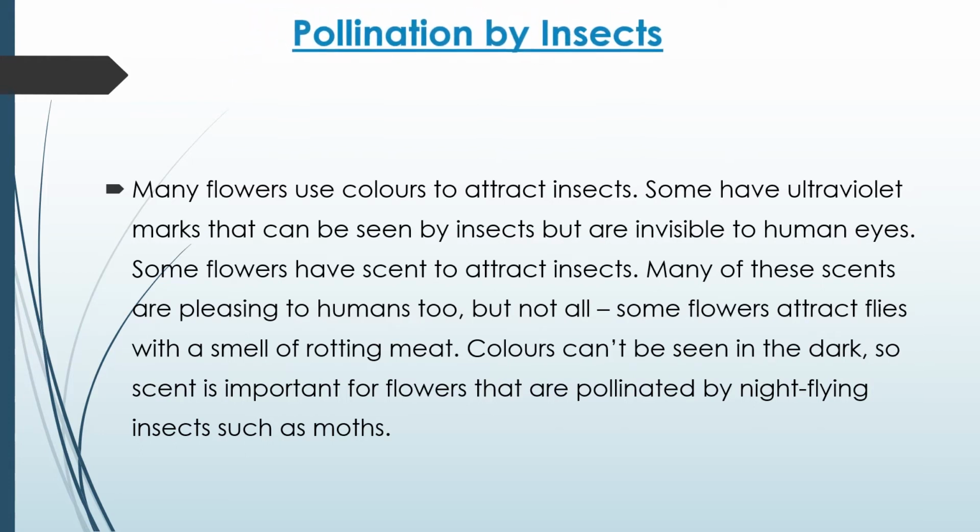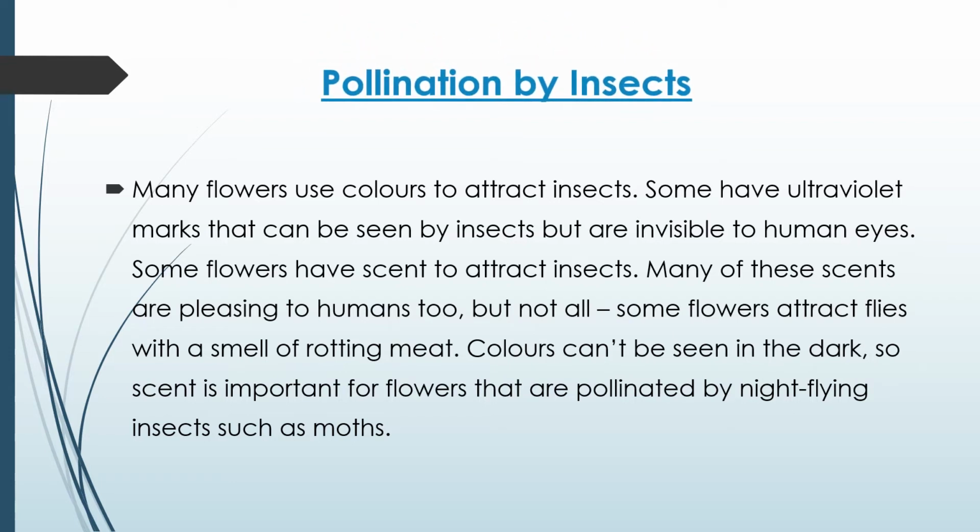Pollination by insect. Many flowers use colors to attract insects. Some have ultraviolet marks that can be seen by insects but are invisible to human eyes. Some flowers have scent to attract insects. Many of these scents are pleasing to humans too, but not all. Some flowers attract flies with the smell of rotting meat. Colors can't be seen in the dark, so scent is important for flowers that are pollinated by night-flying insects such as moths.